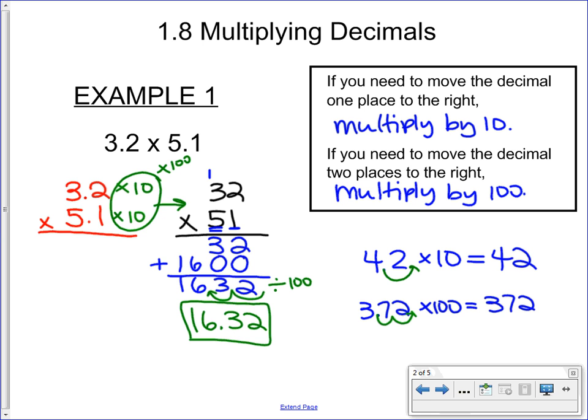Now, if I want to just make sure that this is reasonable, I'm going to go back to my original. If I re-look at this and say, okay, 3.2 rounds to 3, and 5.1 rounds to 5, my answer should be something close to 15. And when I look at the 16.32, I think that's very close to 15. So my answer is very reasonable, and I'm pretty confident that we got this correct.